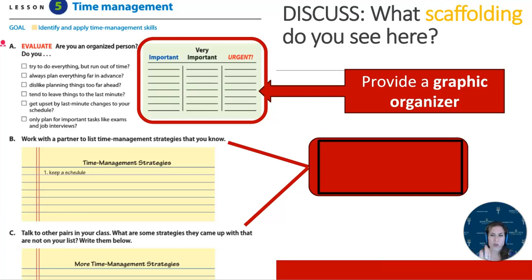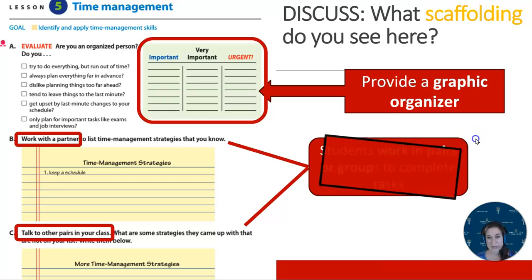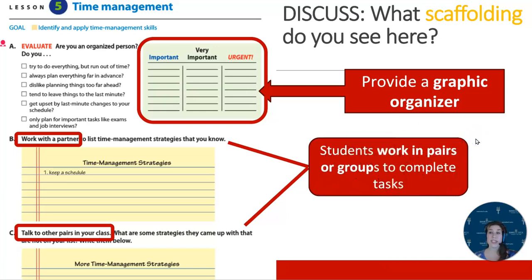So this is a good visual representation to help get our students thinking along the lines of what we want them to see. Now let's look at B and C. What words do you notice in the directions that are similar? Work with a partner or talk in pairs. Here we have students working together to complete the tasks. It's a lot less intimidating to work together first to make sure that you understand and you can bounce ideas off of each other before moving on to more complicated things.